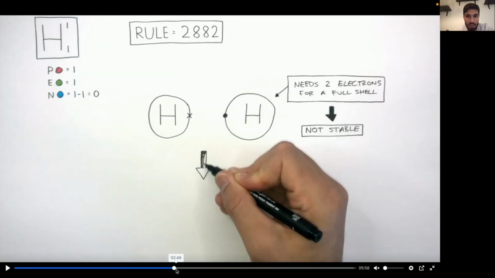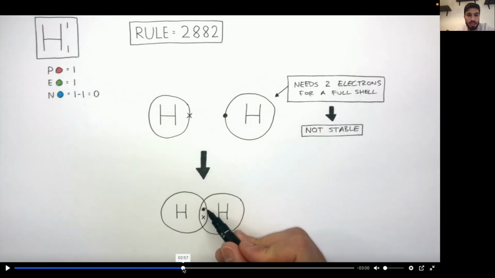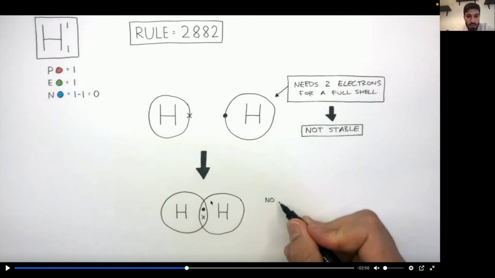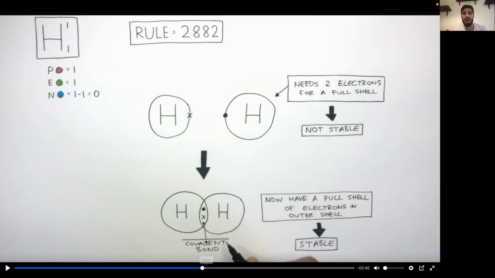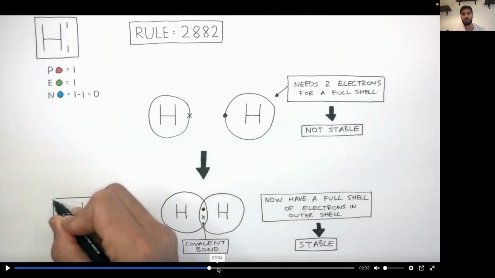So we can show this as a dot and cross diagram like this. When we draw a dot and cross diagram, the 2 circles have to overlap. Inside the circles where they overlap, we draw a dot and a cross. The dot is the electron from this atom, and the cross is the electron from the other atom. And that's all it is. This is a covalent bond. Now they have a full shell of electrons in the outer shell, the molecule is stable, and the covalent bond is between the atoms.